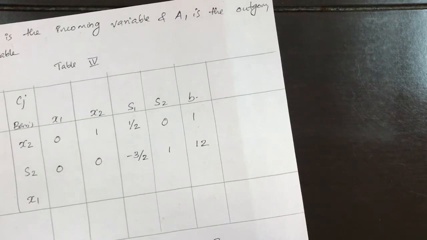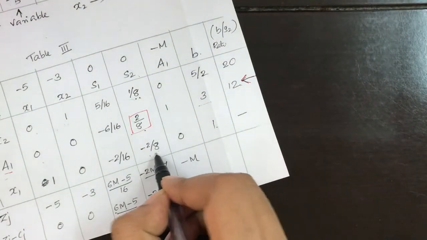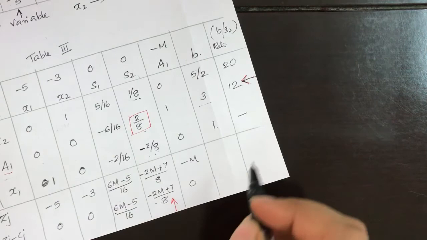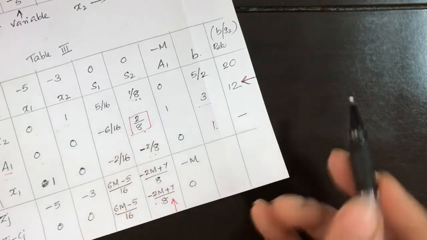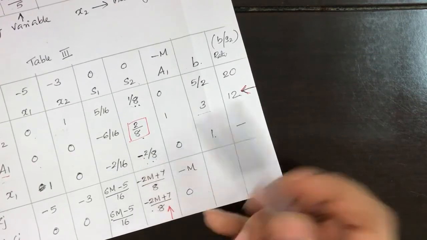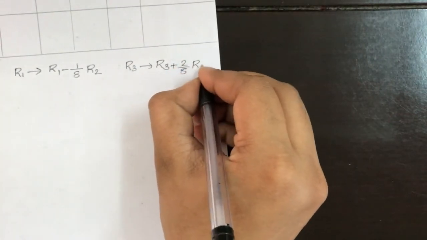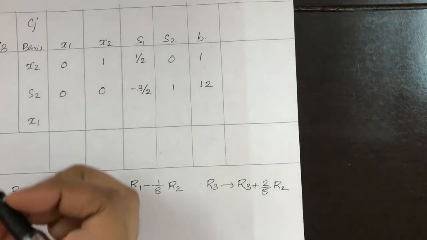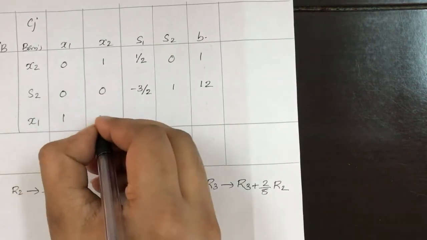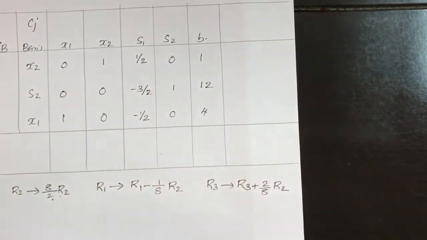Then R3 needs to change. What is the value here? Minus 2 by 8. Here it is minus, so we need to add. Look at the sign here. The opposite operation needs to be done with R2. So R3 changes to R3 plus 2 by 8 R2. So R3 will be 1, 0, minus 1 by 2, 0 and 4.